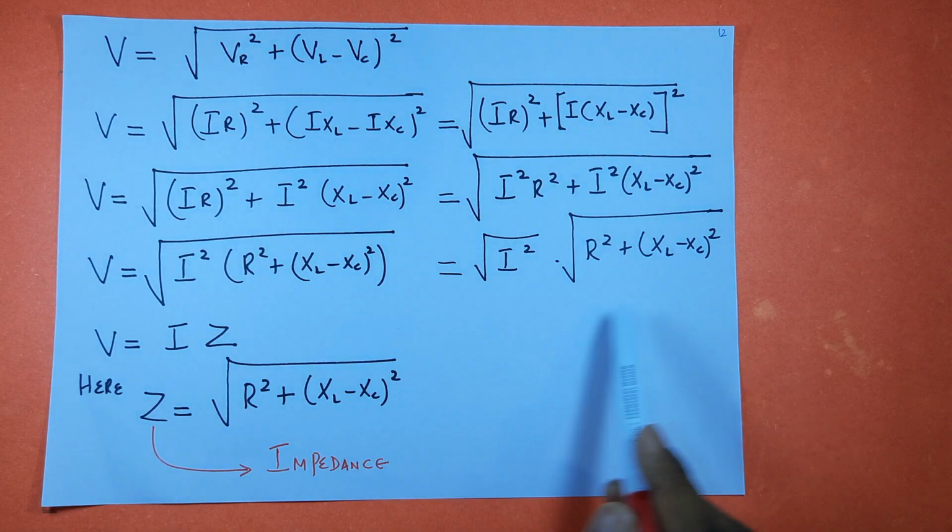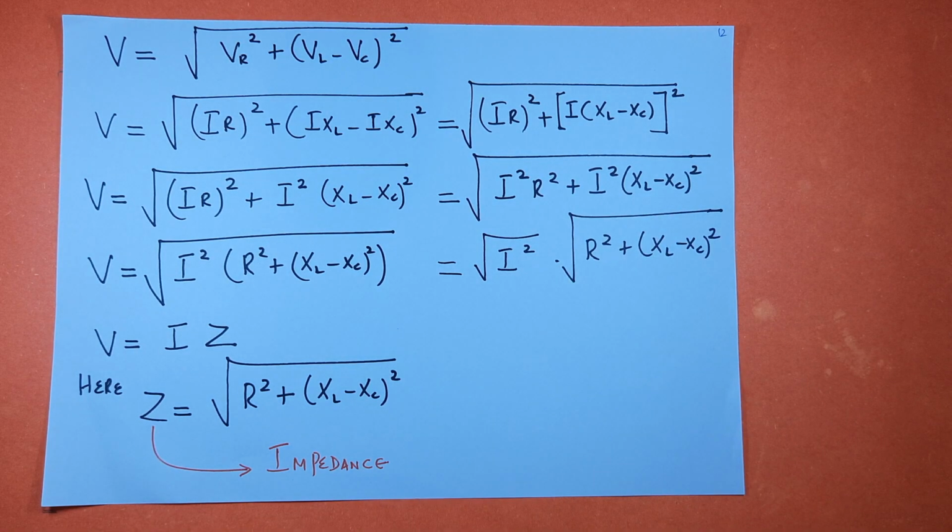So this term is called impedance, denoted by the letter Z. Here Z equal to square root of R square plus XL minus XC the whole square, which is called impedance. So V equal to IZ is Ohm's law with respect to the AC circuit.